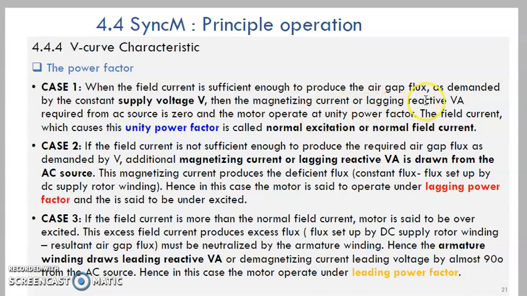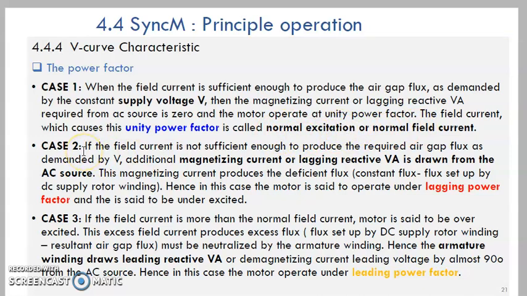So the Q is 0, and the motor operates at unity power factor, meaning that it is P only, not P plus Q. The field current which causes this unity power factor is called normal excitation or normal field current. So we have a normal excitation condition.